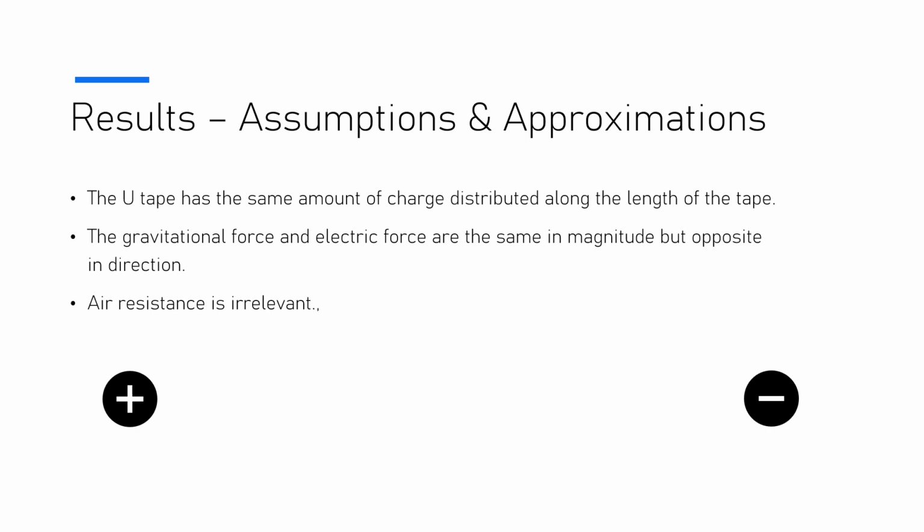Some assumptions for this experiment were that the tape had the same amount of charge distributed along its length. We also know that the gravitational force and the electric force are the same in magnitude but opposite in direction, which helps a lot with the calculations. And because tape B is static, the air resistance in this experiment is irrelevant.